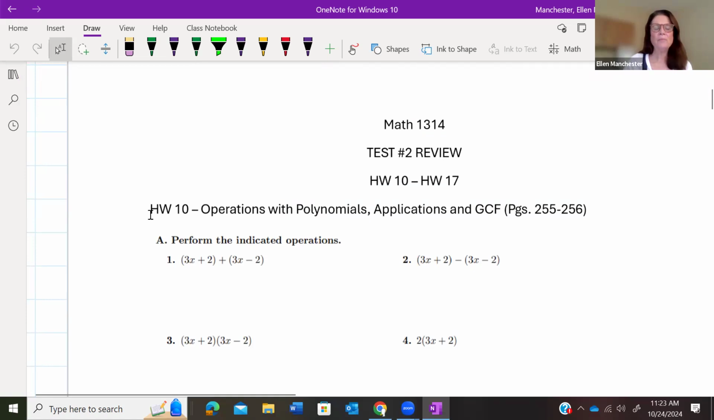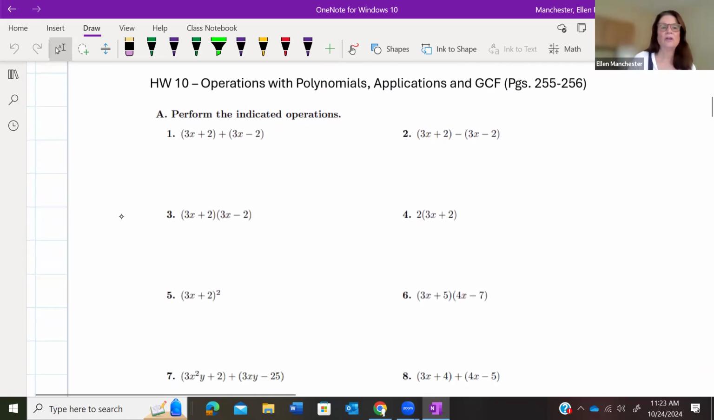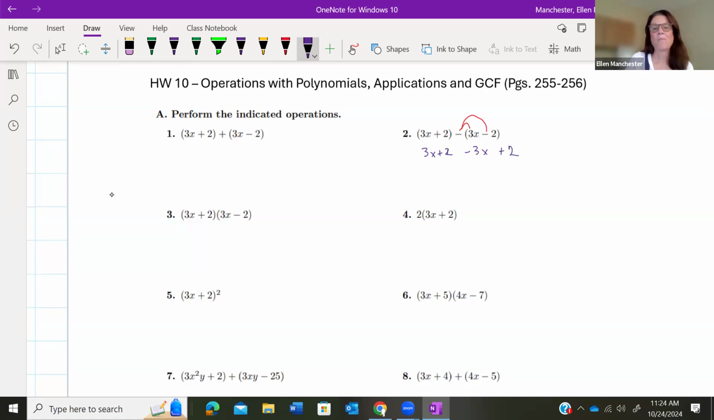So what I did is I broke it up by homework. That way you can go back to that particular homework and review what you need to do. So homework 10 is just adding, subtracting, multiplying polynomials. Okay. The biggest key with subtraction is make sure you push that negative to both. So it becomes 3x plus 1 plus 2 minus 3x plus 2, so that way you can add your like terms. So this all ends up being 4 because the 3x's go away. So that's something to make sure you pay attention to.